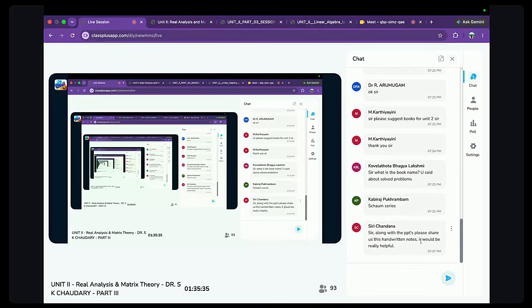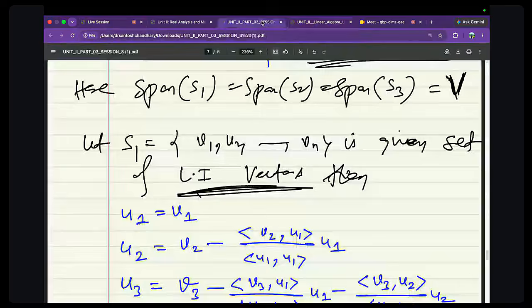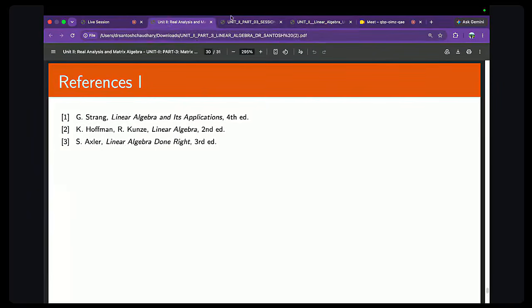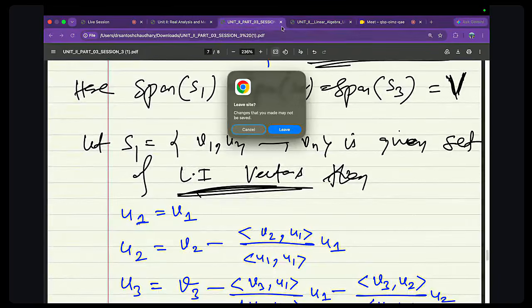Sir, along with the PPTs, please share the handwritten notes. Yes, I think I have given them. I don't know whether they uploaded them or not. So I will merge them and give them to them. Along with the PPTs, I think I have provided the handwritten notes also. So that is done.